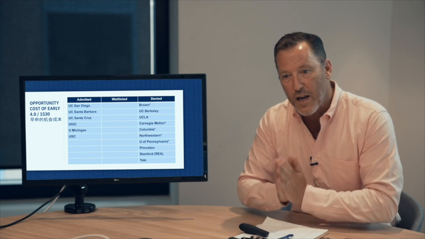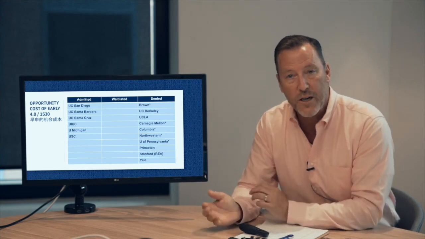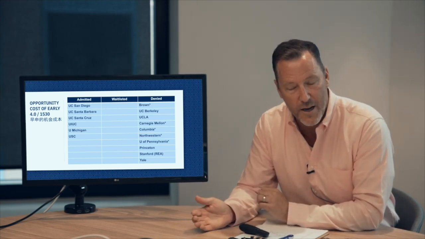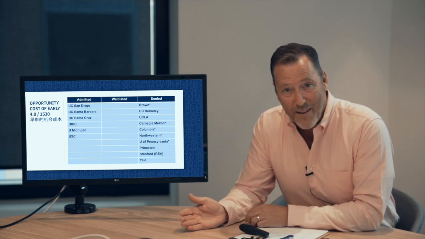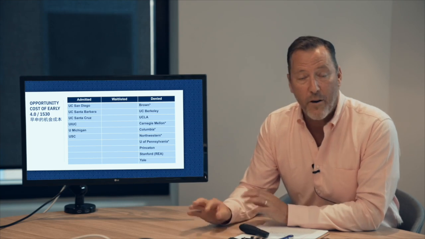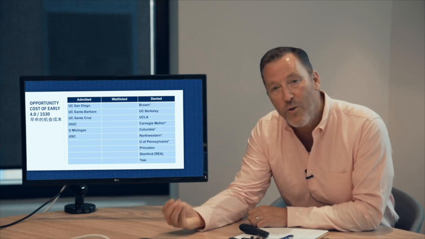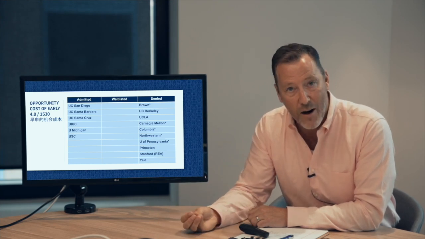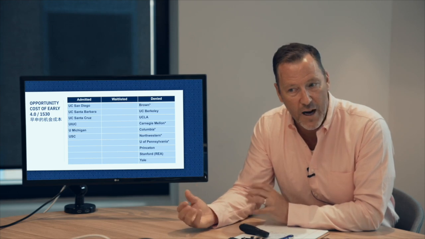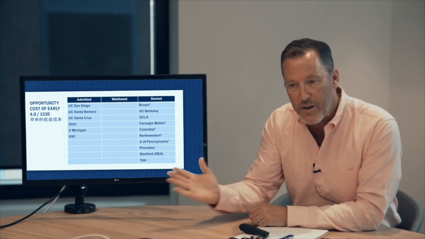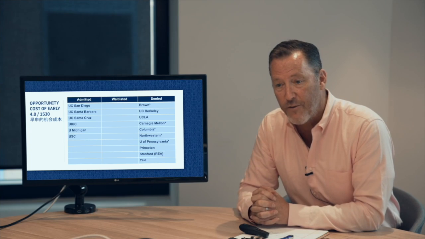So let's say you decide to play your early card with a restrictive early action application to Stanford. Wonderful. If you get in, that's great. The problem is the odds of getting admitted are about 3 or 4%. By playing that restrictive early action card to Stanford, the opportunity cost is you're missing out on schools that offer early decision options.